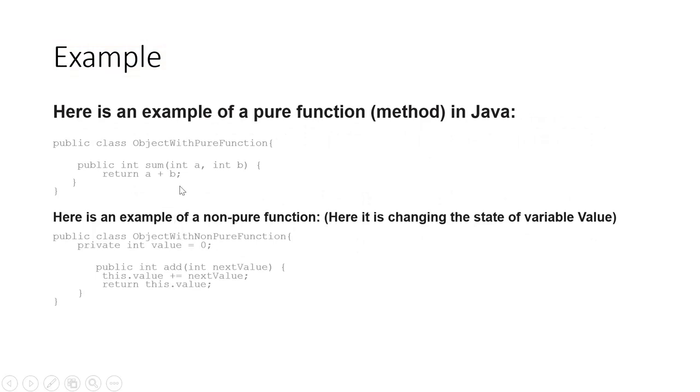So a function in functional programming or declarative programming model should always be pure.